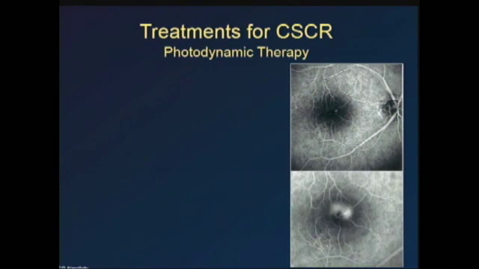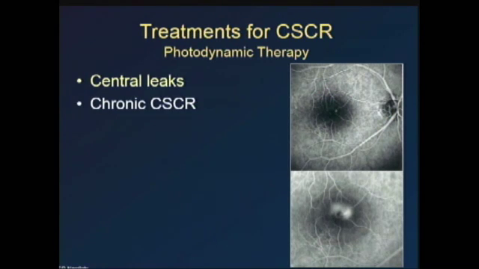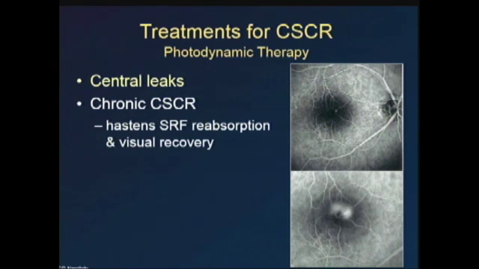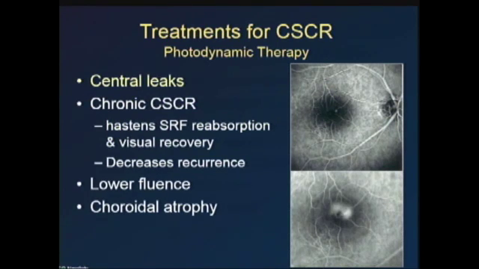Another way of treating central serous, particularly for those spots that are close to the foveal center, is photodynamic therapy. This is reserved for central leaks, for chronic CSCR. And in general, when we do photodynamic therapy, we use a half fluence. This is basically, we inject a dye that's called Visudyne or verteporfin into the bloodstream.